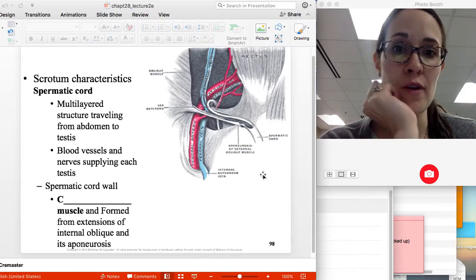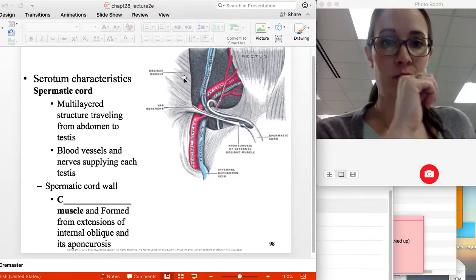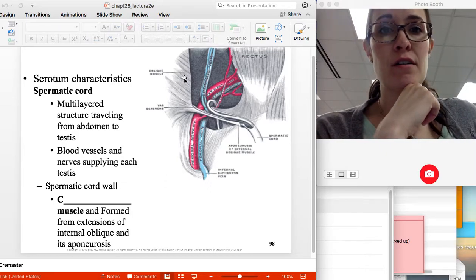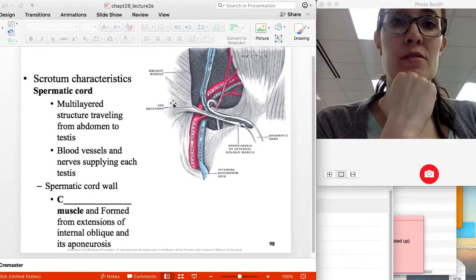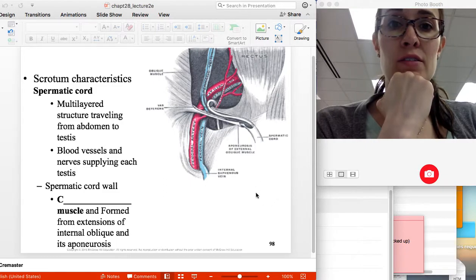So let's orient yourself here. Here is what's called the spermatic cord. This is the oblique muscles on the side of the body. And here's your rectus abdominis. So this is the side. And down here would be the male genitalia.